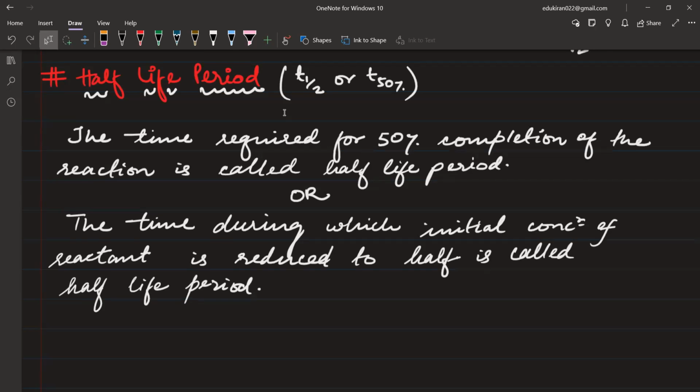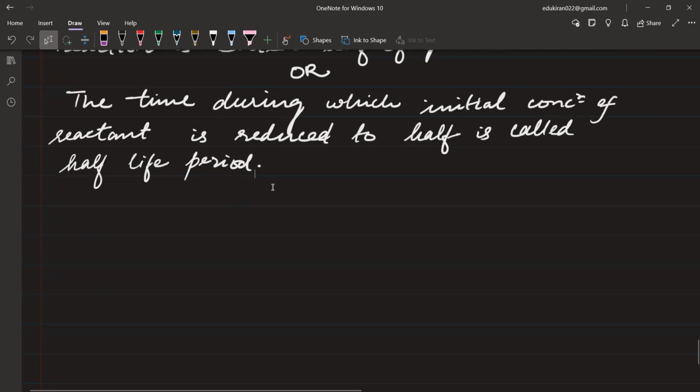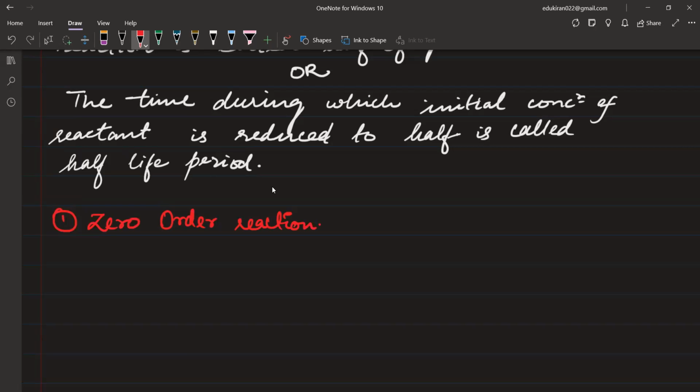For example, we are starting with 10 moles per liter of concentration. What time is it going to take to get the concentration of the reactant to 5 moles per liter? Whatever the initial concentration is, how much time does it take to become half? That is half-life period. First, we are going to look at the half-life period of zero order reaction. Please write number 1, zero order reaction.